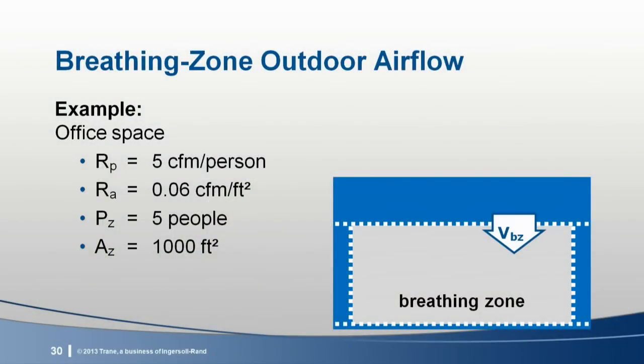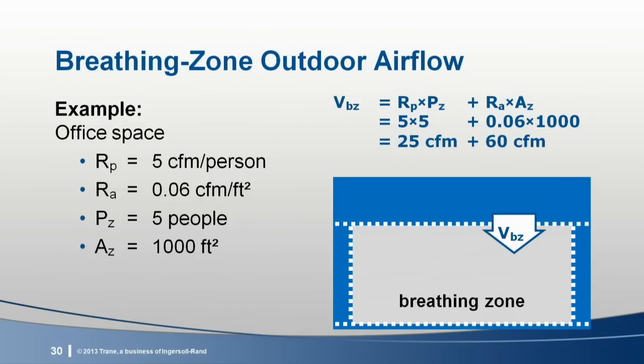Side note here, you can use average population for P sub Z, but that requires knowledge of an occupancy profile. The calculation for this is too long to fit here, but will be included in the supplement at the end of this broadcast. As an example, let's consider a 1,000 square foot office that has a peak population of 5 people. For an office occupancy classification, Table 6-1 requires 5 CFM of outdoor air per person plus 0.06 CFM per square foot of floor area.